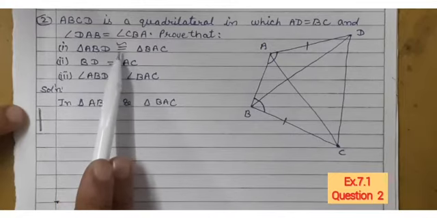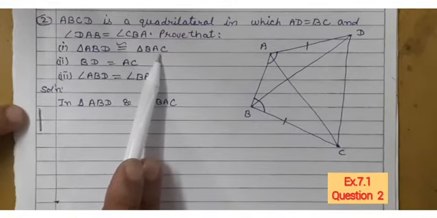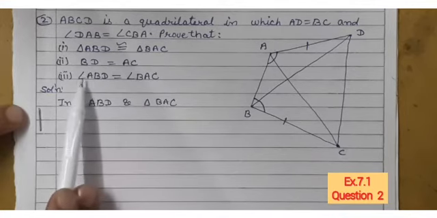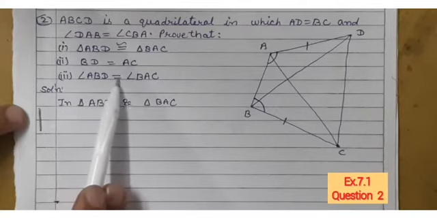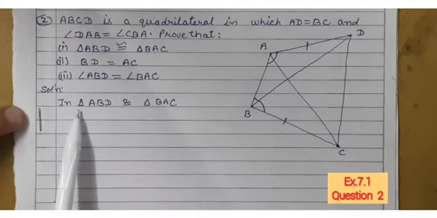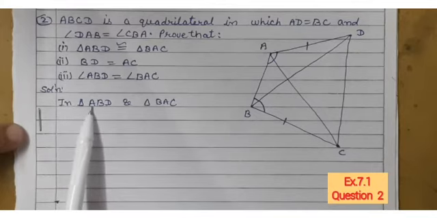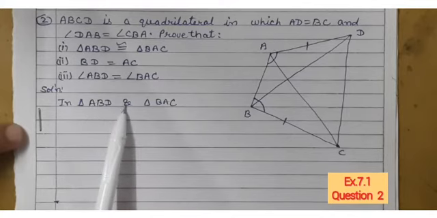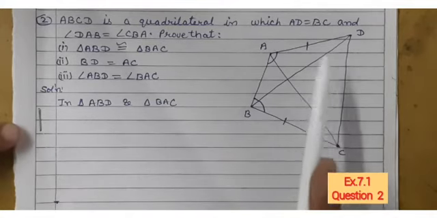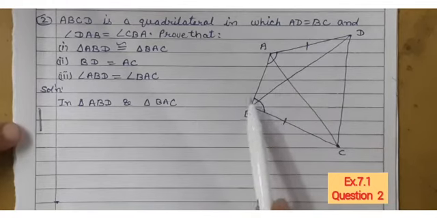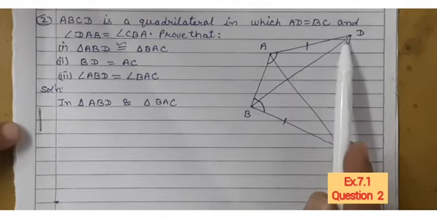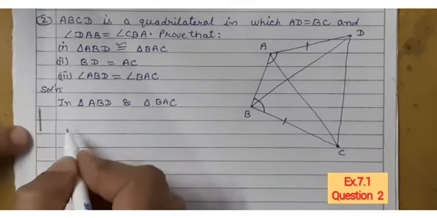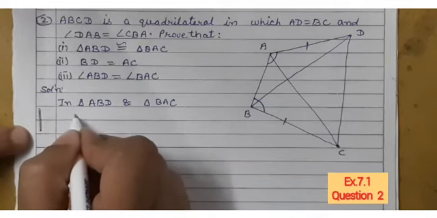Triangle ABD is congruent to triangle BAC, and BD equal to AC, and third one, angle ABD is equal to angle BAC. So what I am going to take in triangle, whatsoever triangle is this, ABD and triangle BAC.